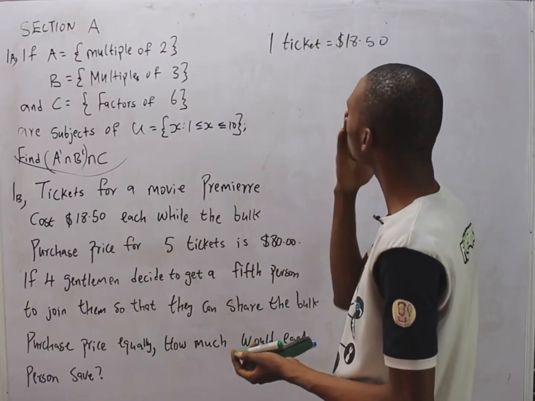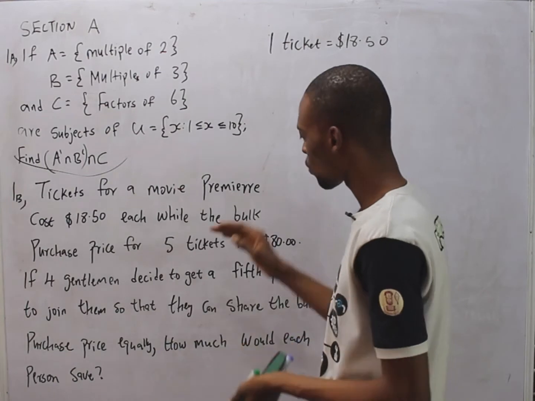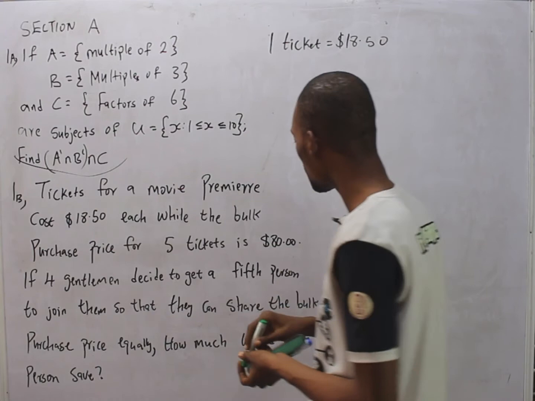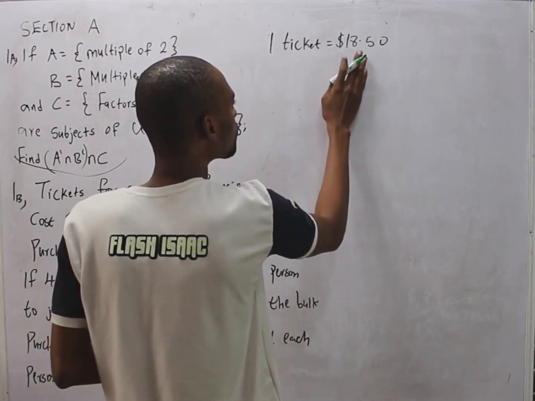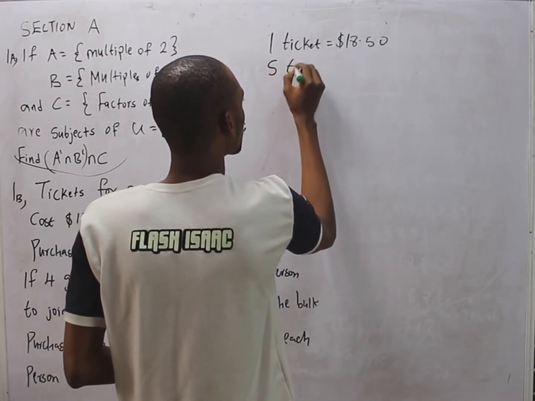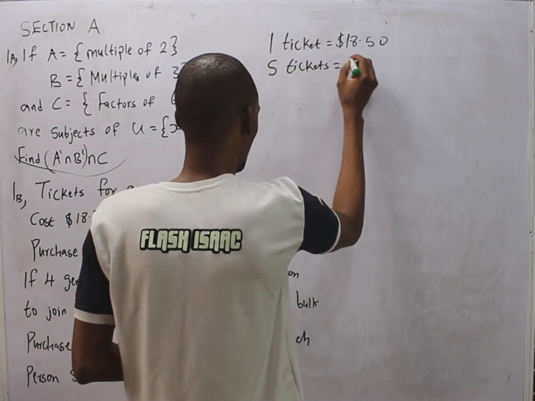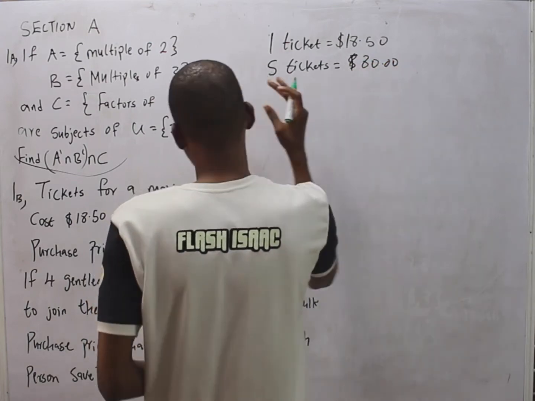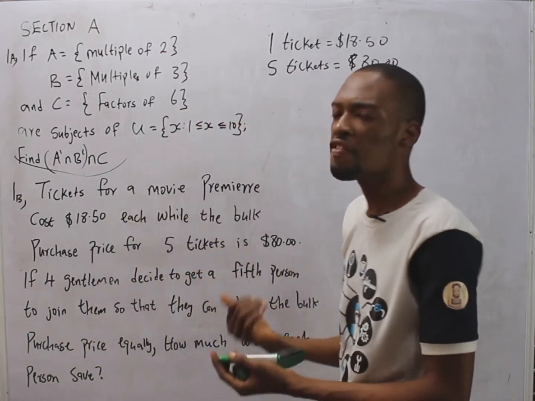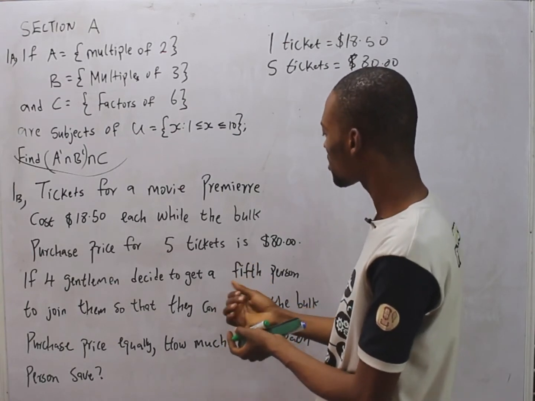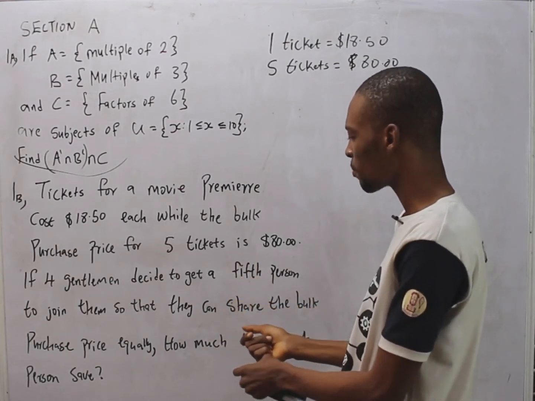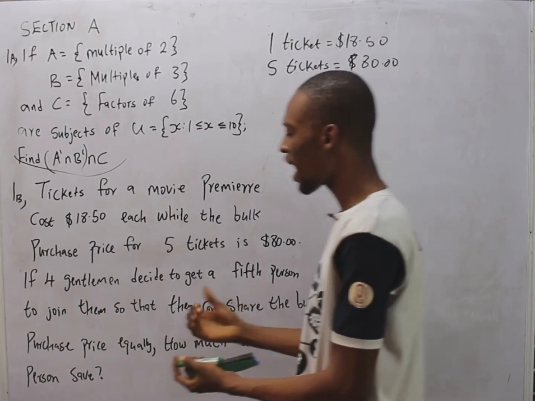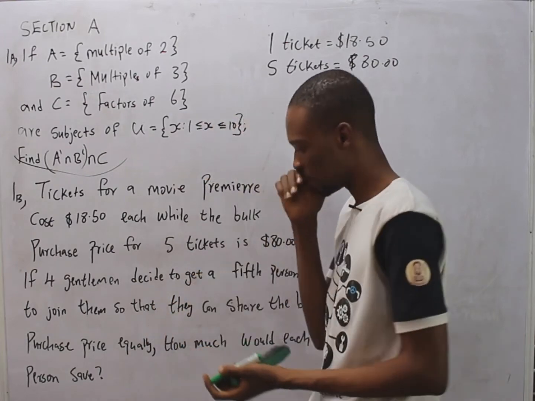So one ticket is $18.50, while the bulk purchase price for 5 tickets is $80.00. If 4 gentlemen decide to get a 5th person to join them so that they can share the bulk purchase price equally, how much would each person save?